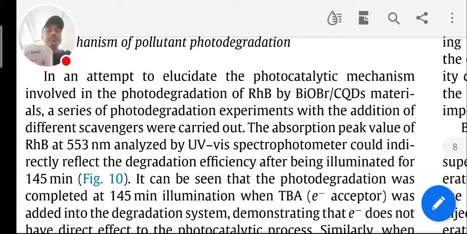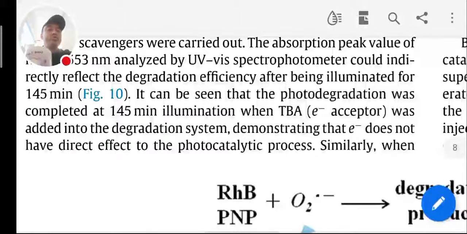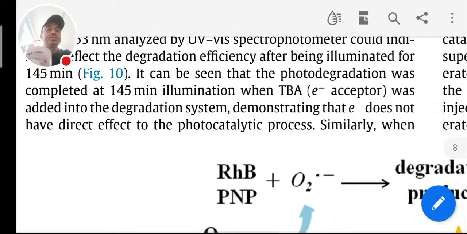The absorption peak of rhodamine B at 553 nanometers, analyzed by UV-visible spectroscopy, indicates the degradation efficiency after illumination. It can be seen that the photodegradation was completed at 145 minutes of illumination. When the TBA electron acceptor was added into the degradation system, the scavenging of electrons does not have a direct effect on the photocatalyst process only.